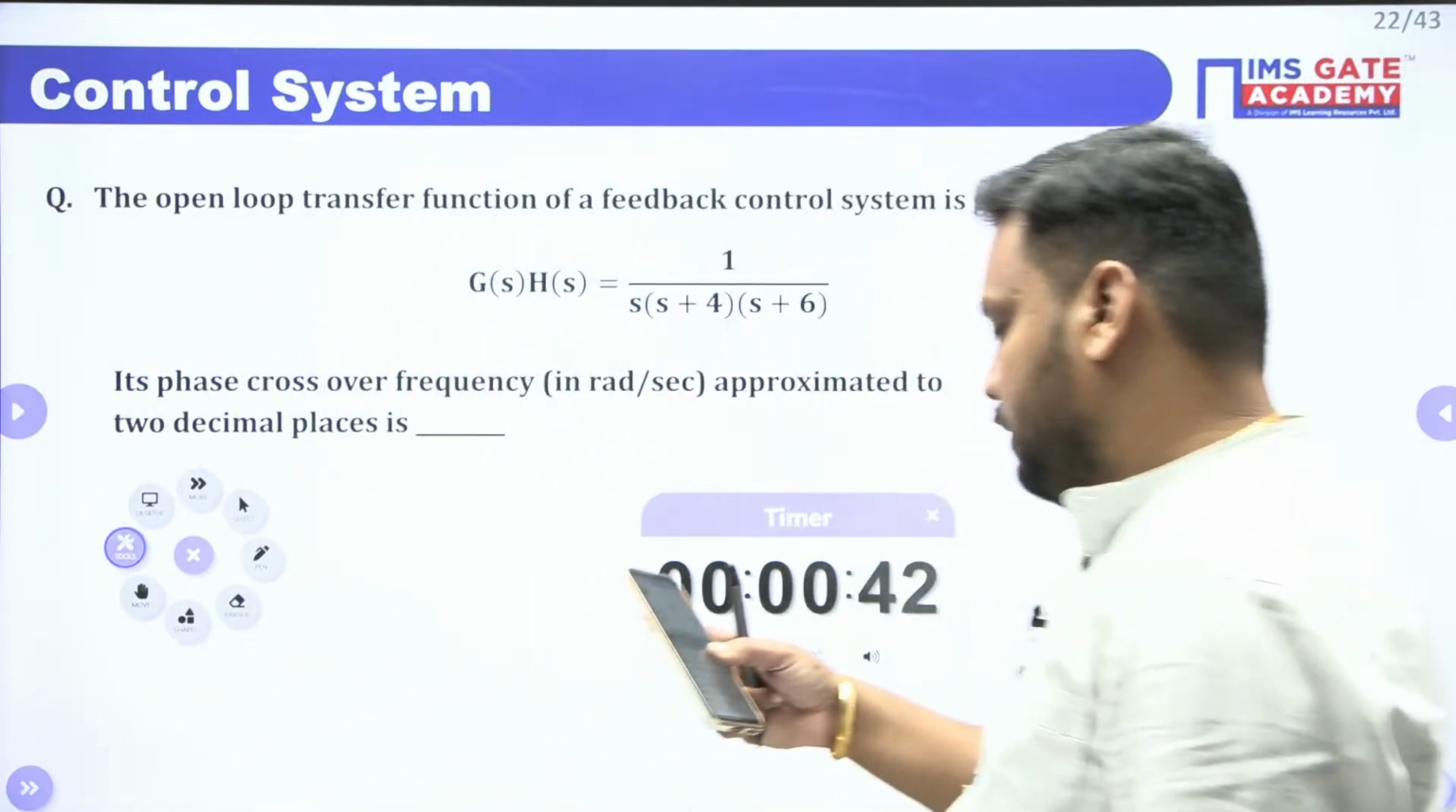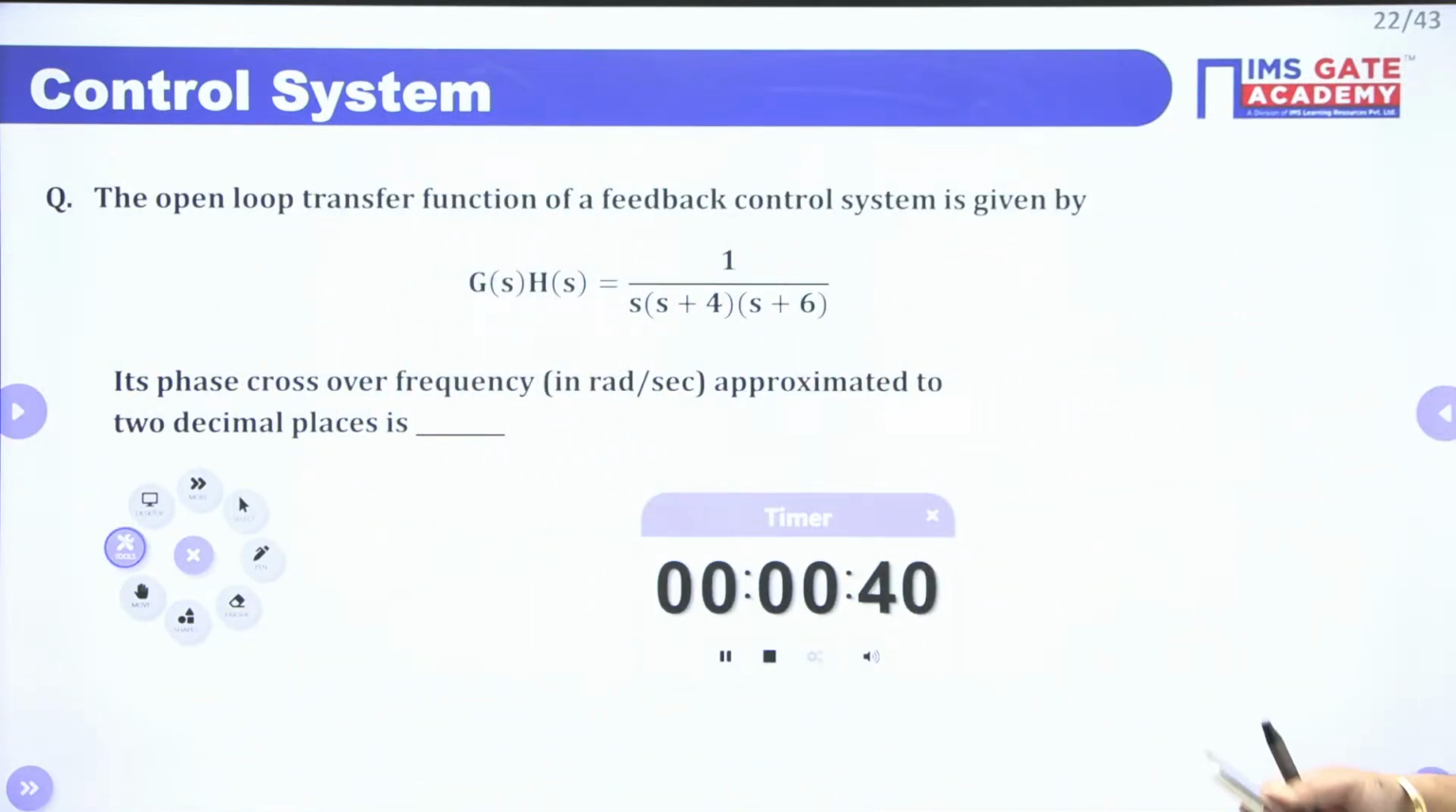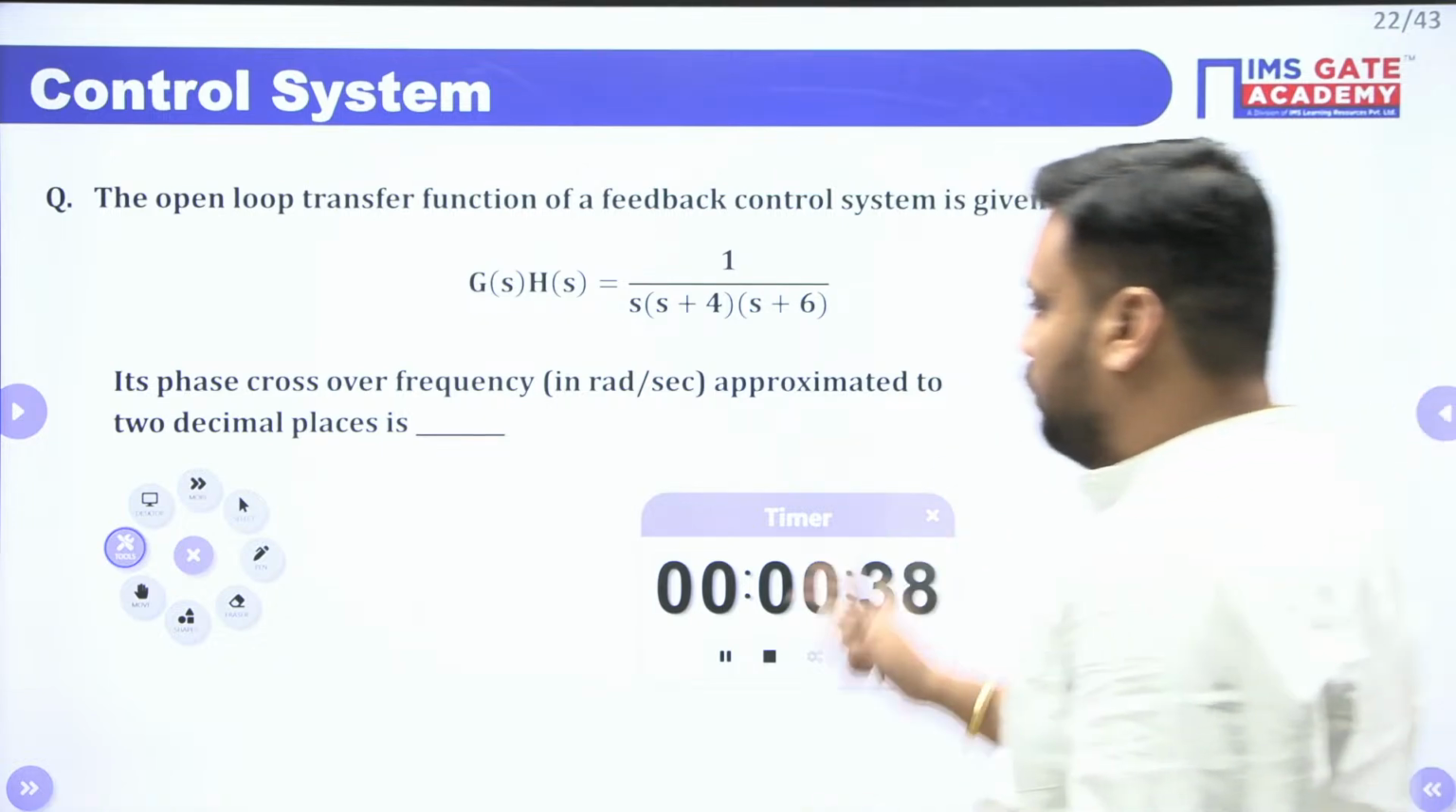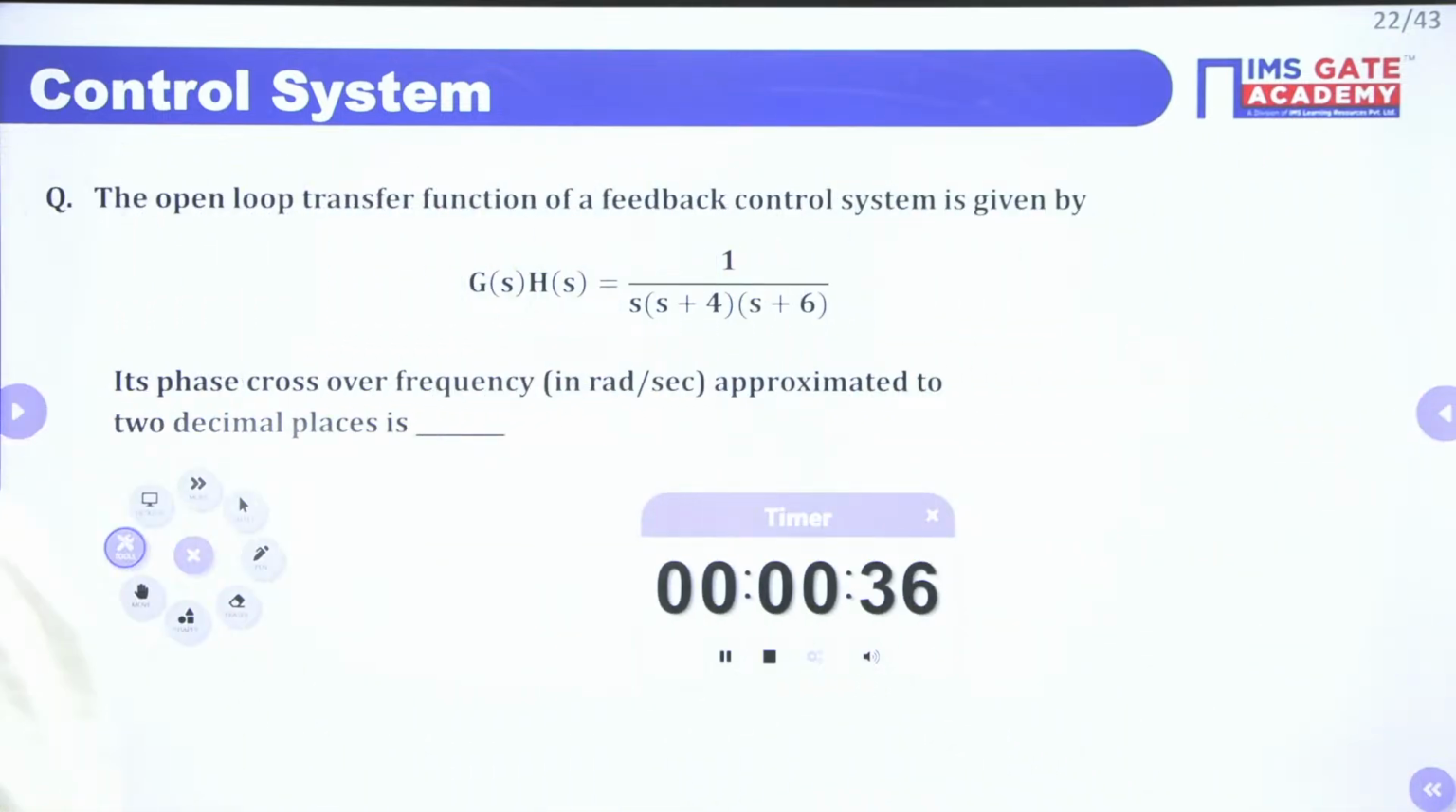This approach is better, sir. It will save time. So if you like this approach, Manik, just try to solve this question by using this approach.